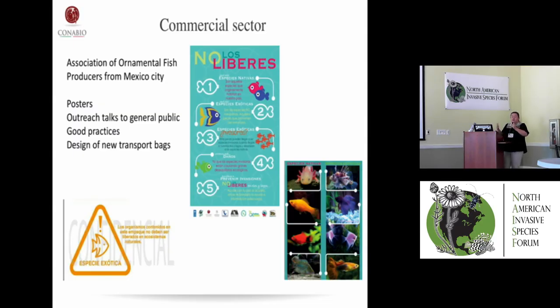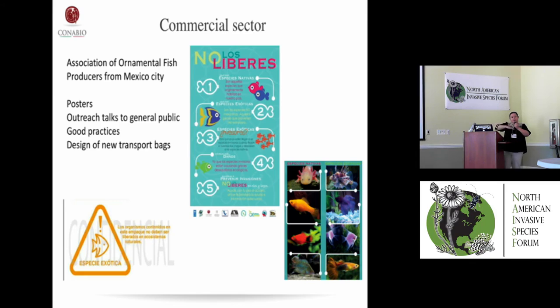And one of the results there was, we didn't know there was an association of ornamental fish producers in Mexico City, and they came to knock on Conavio's door saying, listen, we have this material, we want to print it, do you have any resources to help us print it? We didn't have to do anything to the material, it was already really well done, and they're really worried about their production methods. It's a bit different for them than in Morelos.